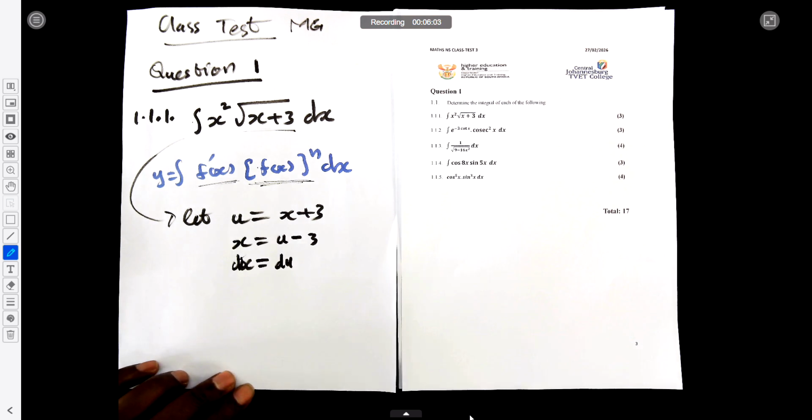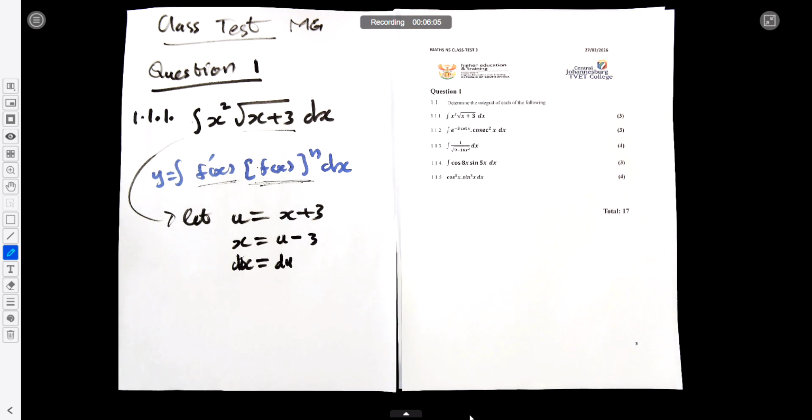So we know that du is equal to dx if you let something inside the root be u. But if you let the whole square root be u, then du is not going to be equal to dx. I hope the explanation that I'm trying to give is clear.